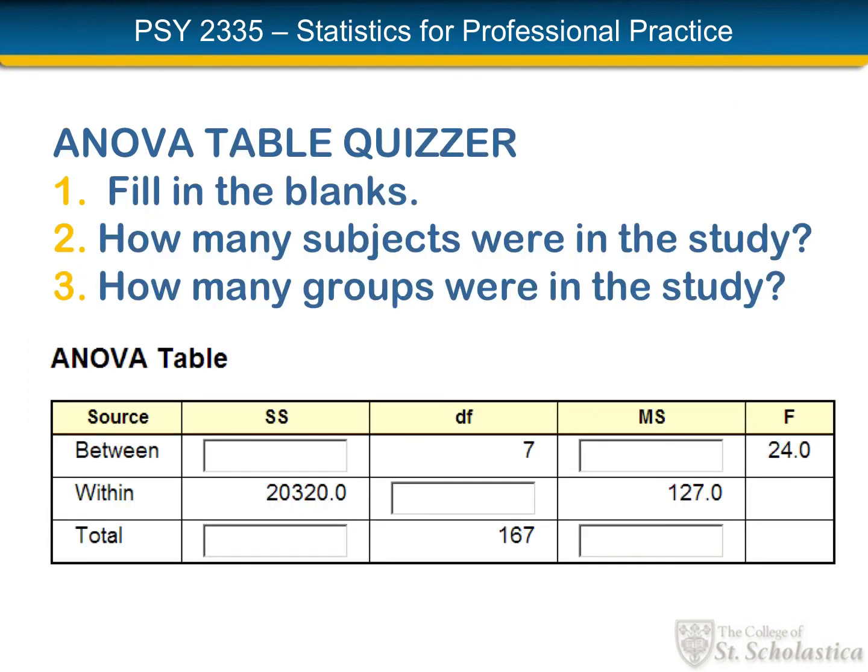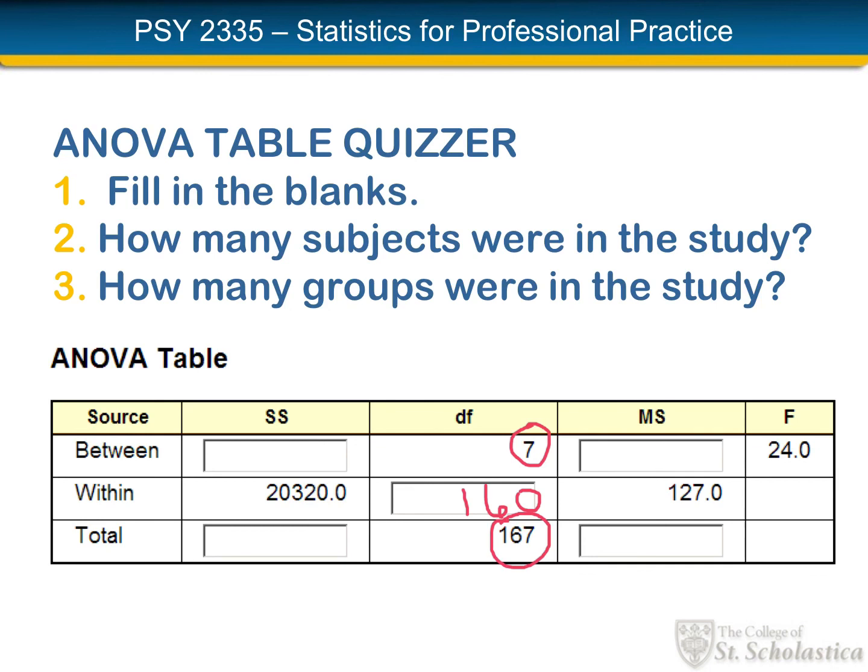I've put both a link and a video about the ANOVA table quizzer into our materials for this week. The quizzer basically gives you an analysis of variance table with some of the parts missing from it, and so you would have to figure out how you could fill in the blanks. In this one, which is one of the more difficult ones, I immediately see that I've got 7 degrees of freedom between and 167 within, so I can pretty easily figure out that this must be 160.